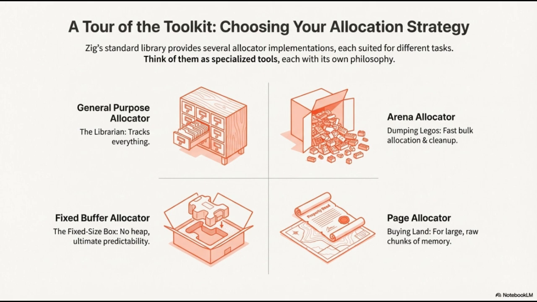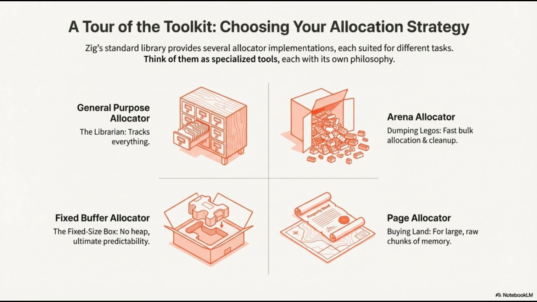Next is the arena allocator, which can be visualized as dumping Legos. This strategy is optimized for fast bulk allocation and cleanup. Instead of managing individual objects, you allocate what you need and then release the entire arena in one single operation, which is highly efficient for transient tasks or request-based architectures.